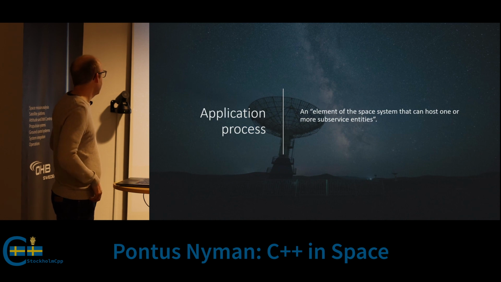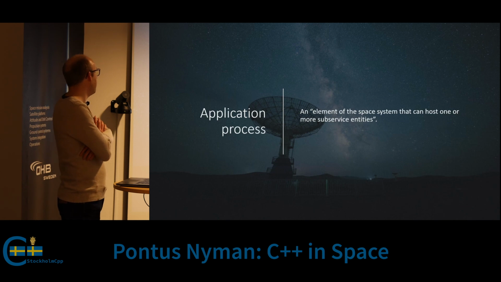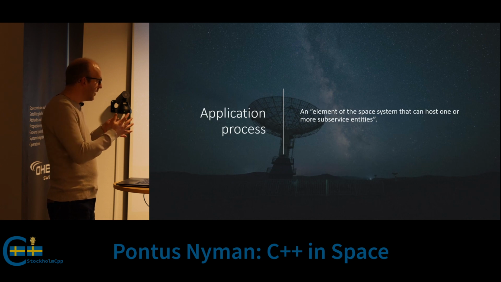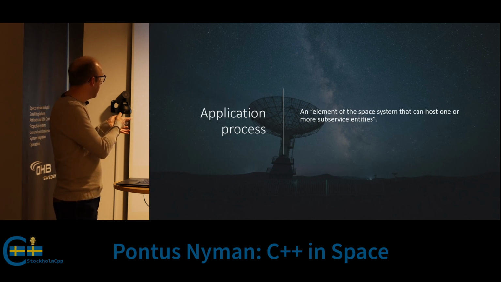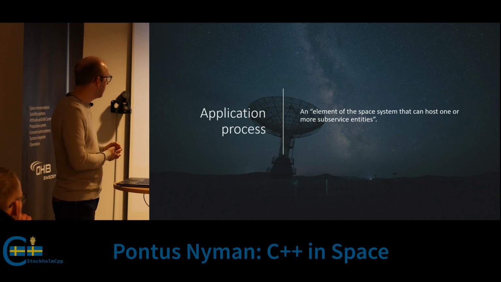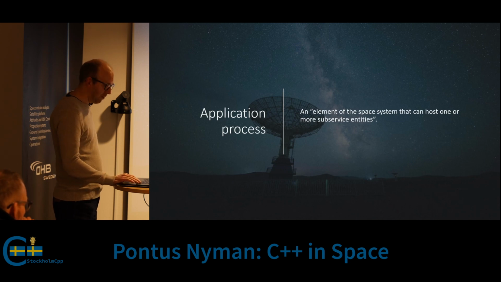So this is a keyword here, the application process. An application process is an element of the space system that can host one or more sub-service entities. So you can think of this more like an endpoint, a part of the satellite software where you can actually send commands and get telemetry from, and you can add services to it, or like a module, a software module. That's what it often turns out to be.